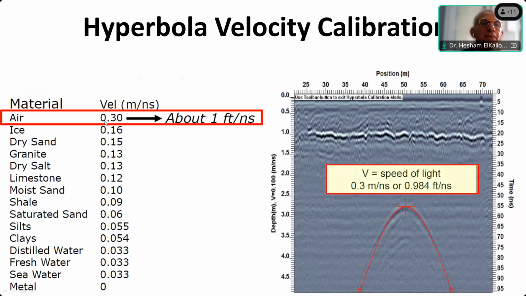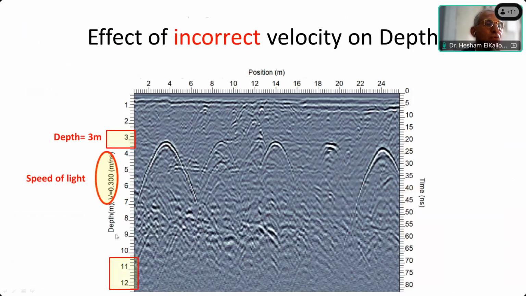if you mistakenly apply this velocity, then the depth will be from about 3 to about 12, which is not actual. Because you applied an incorrect velocity, the depth will be wrong and the interpretation will not be correct. So you need to make sure that you apply the correct velocity. Done with the basics now.